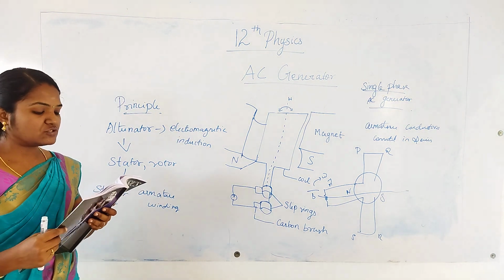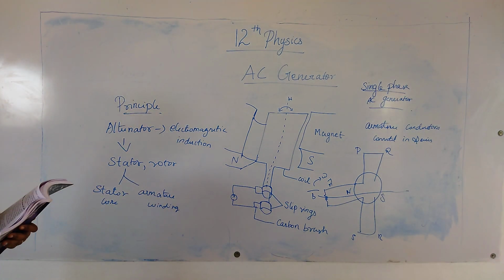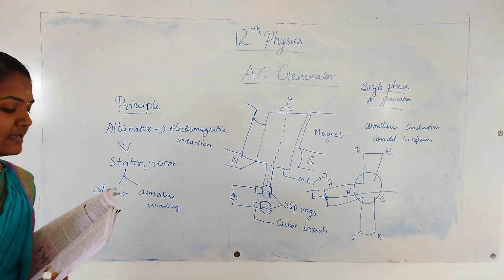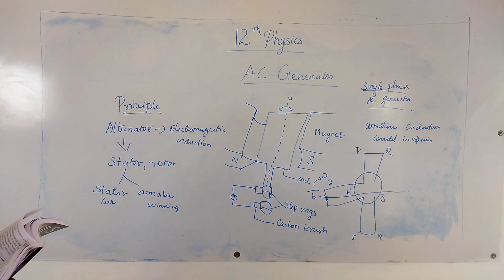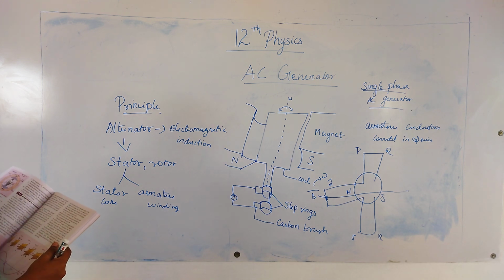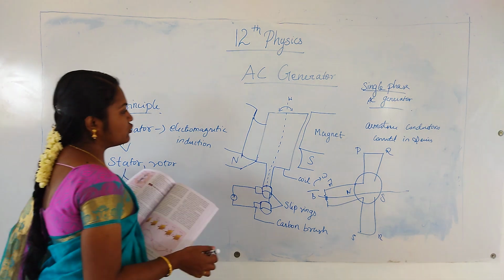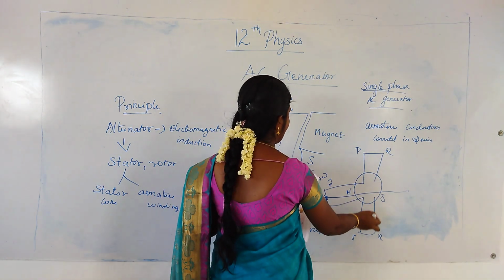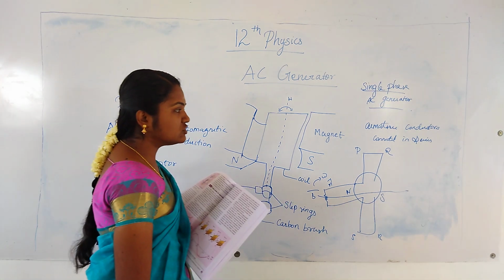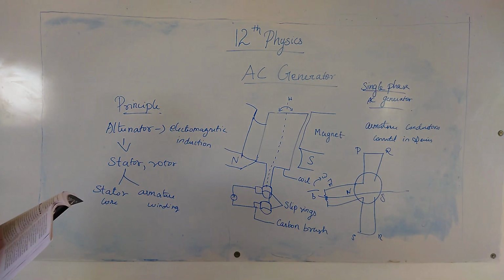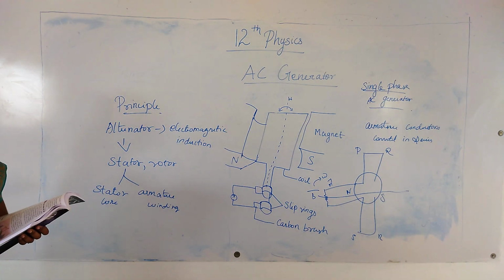Assume the initial position, that is the starting position of the field magnet, is horizontal. At that instant, the direction of the magnetic field is perpendicular to the plane of the loop PQRS. Then the induced EMF here is 0.